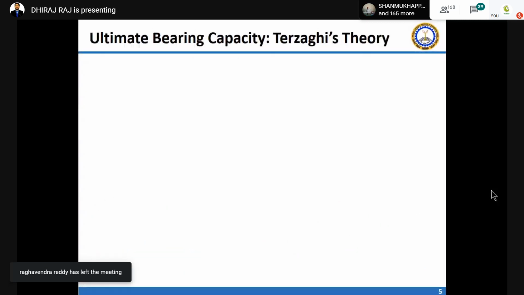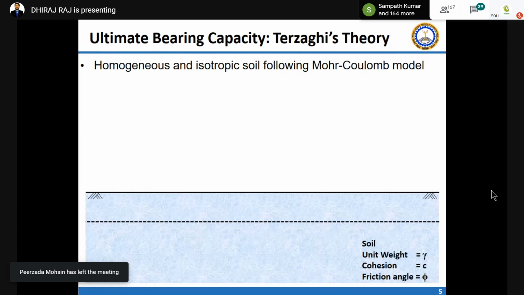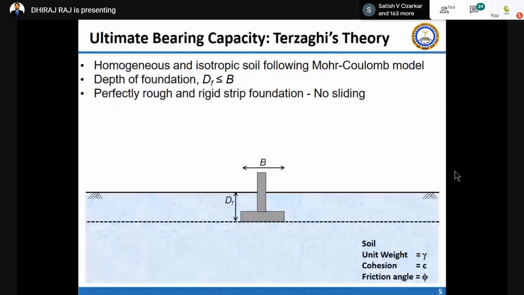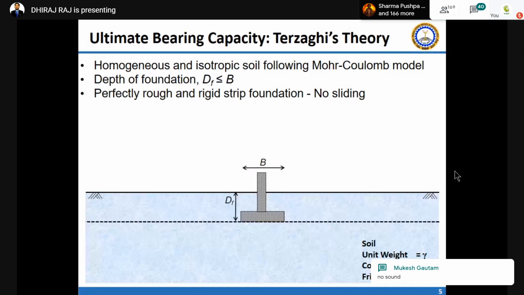What about the ultimate bearing capacity, which was conceived by Professor Karl Terzaghi? He assumed that soil follows the Mohr-Coulomb criterion and is isotropic and homogeneous. He assumed that depth is very low compared to width, roughly equal to 1, and the foundation is perfectly rough and rigid. Inside the foundation there is no bending. The base of the foundation is perfectly rough, so there is no sliding.